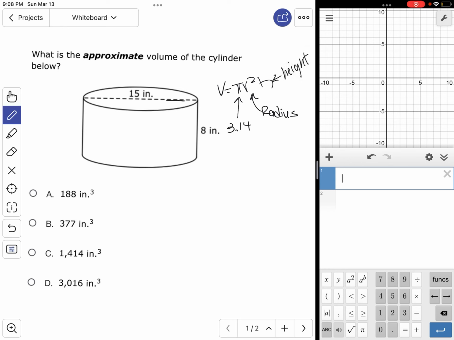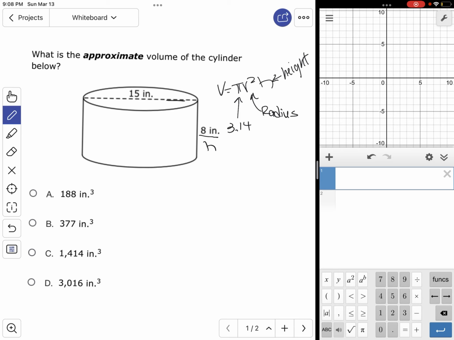So let's look at this question. It says, what is the approximate volume of the cylinder below? Now, we have to identify two things, the radius and the height. Based off the diagram, we see that we have this number 8 right here off the side. So that 8 is going to represent our height.